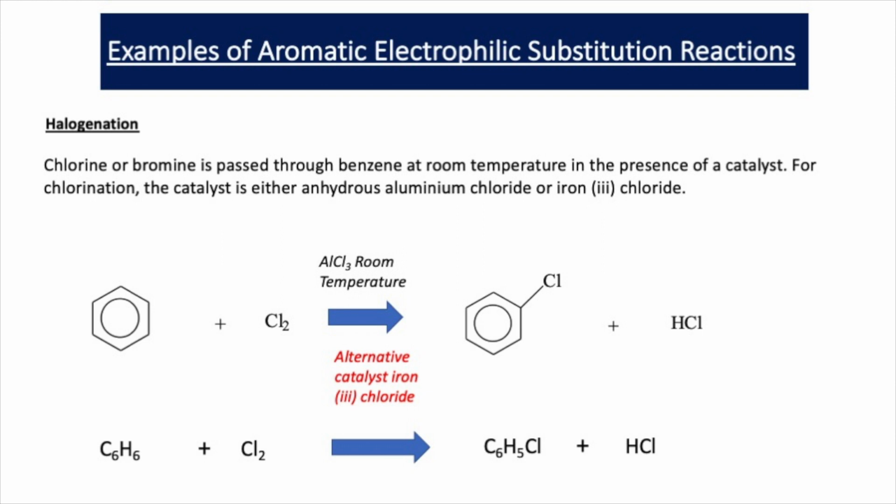Now, in our previous video, we looked at examples of aromatic electrophilic substitution reactions. And we discussed nitration reactions of benzene and also halogenation reactions of benzene.